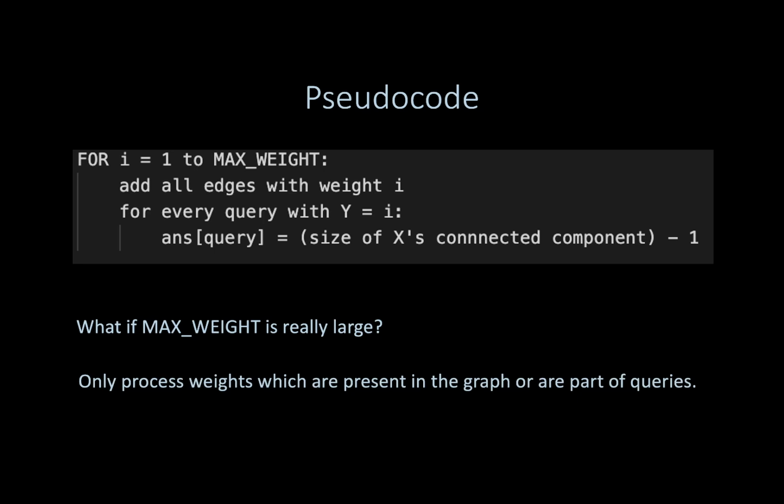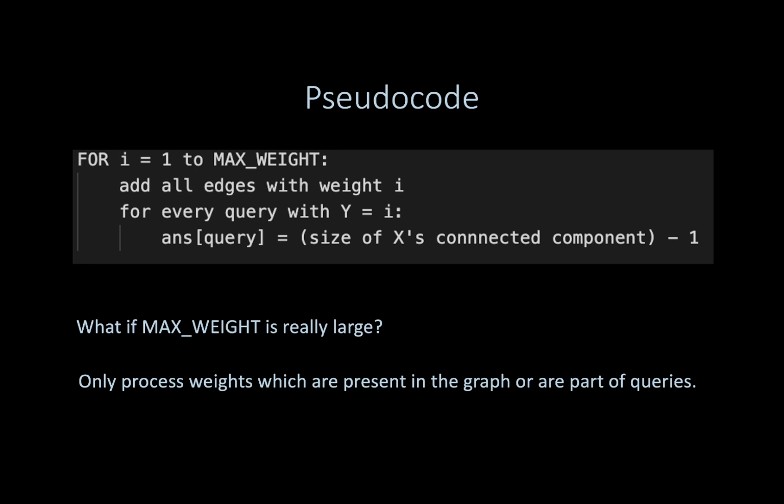we only process values of I which are either present in the graph or is one of the y values of the queries. I.e., if there are no edges with weight equal to 5 and there were no queries where y equals 5, then we might as well skip over 5. We don't even need to test I equals 5. We can skip over it because that won't affect anything.